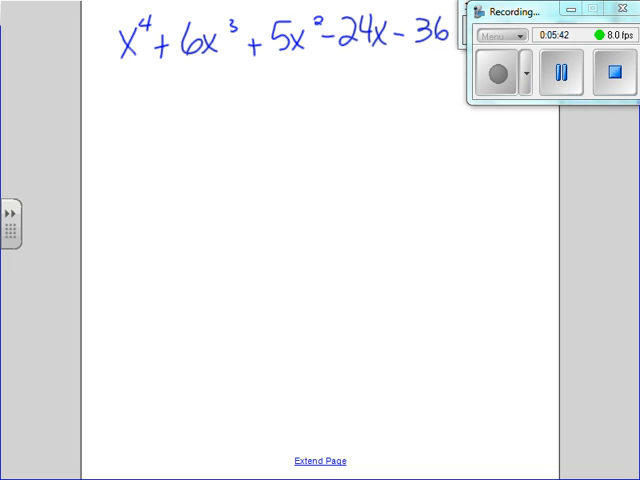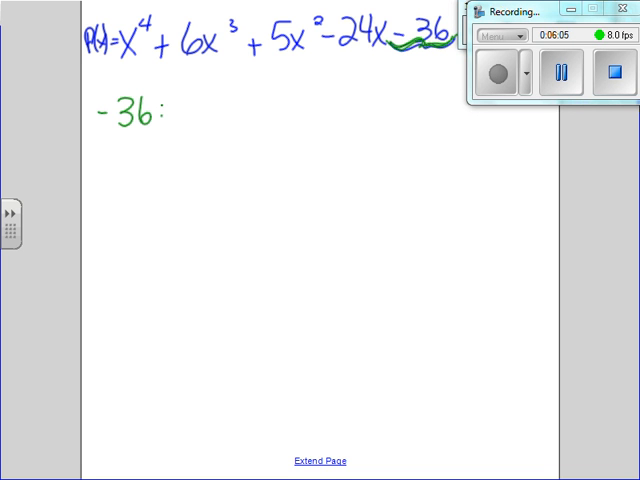Okay, so I know that my p of x is equal to this whole thing, my polynomial of x. And I'm going to look at the factors of negative 36. So I always look at the constant at the end, and I have to remember to include whatever sign is going with it. So I've got the factors of negative 36.